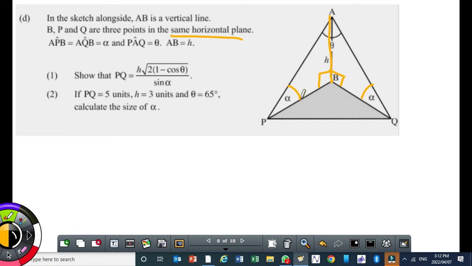So remember, PQ is here, and I need to calculate that PQ. Now, I don't know the length of PB, and I don't know the length of BQ. So if I'm to use the cosine rule to calculate PQ, I need to know the length of PB, the length of BQ. Also, I will need to know the size of this angle.